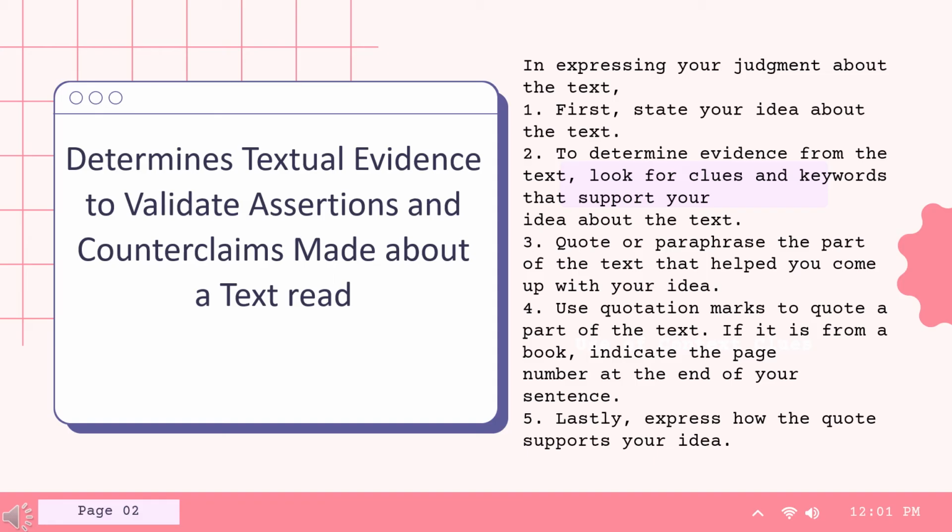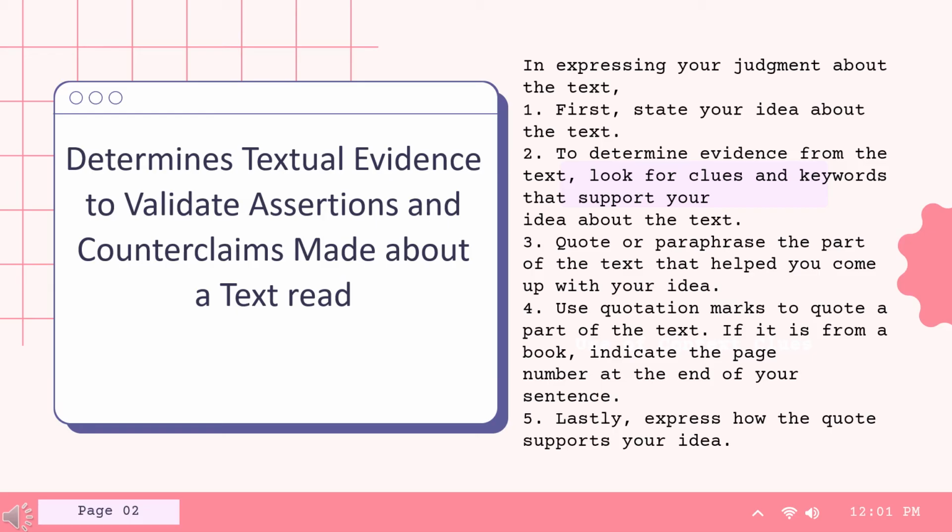Second, determine evidence from the text. Look for clues and keywords that support your idea about the text. Make sure, class, that when you put evidence within your paper, first, it is directly connected. Second, it is reliable. And third, it should be valid in a way that it is verified by, let's say, professionals, no? Like that.